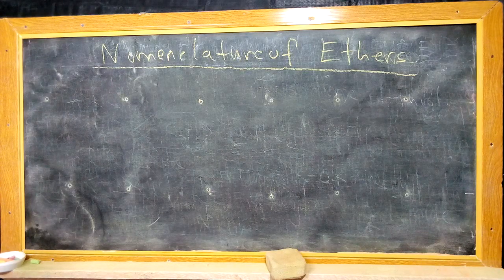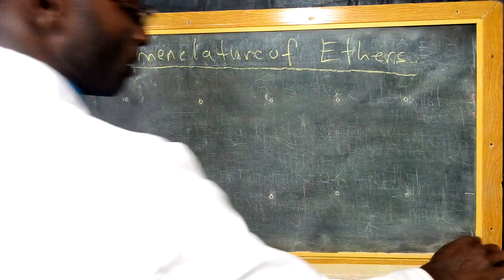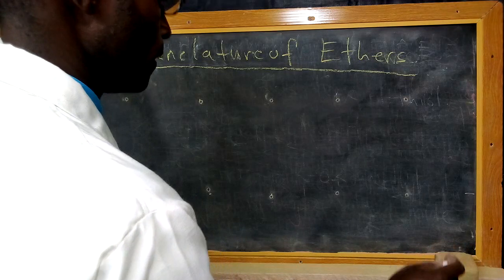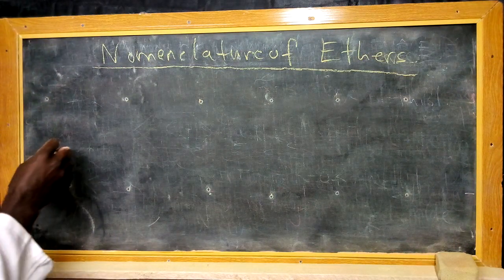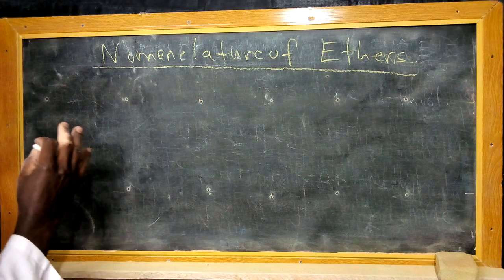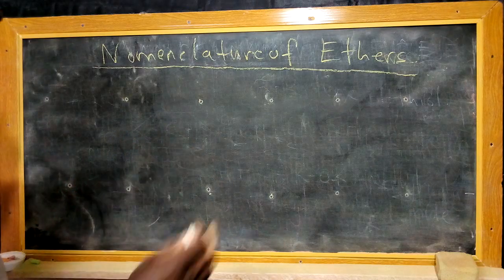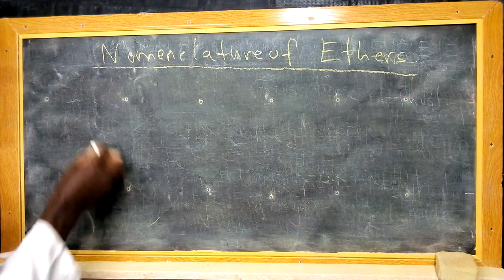So ethers are a class of organic compounds that result from the reaction of two alcohols, under the condition of concentrated sulfuric acid, which is used to ensure the removal of a water molecule from the combination of these two alcohols. So I'll give a general representation for that particular kind of reaction so that we can see how the ethers are generated.